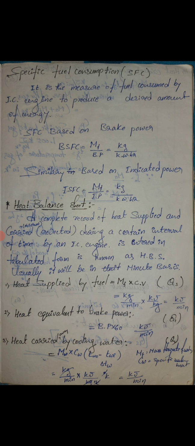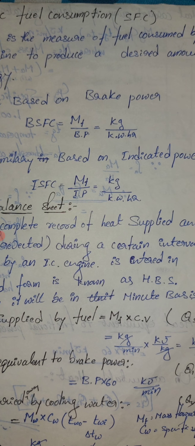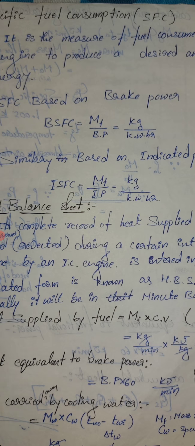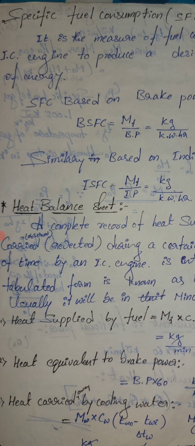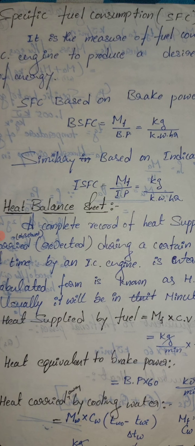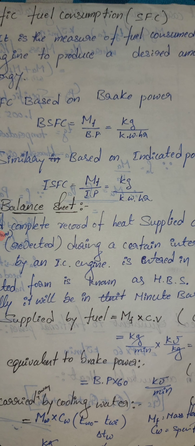So another term we have here in performance parameters is specific fuel consumption. So what is that specific fuel consumption, SFC? It is nothing but the amount of fuel consumed by the IC engine to produce the desired amount of energy. So it will be in terms of brake power and also in terms of indicated power.